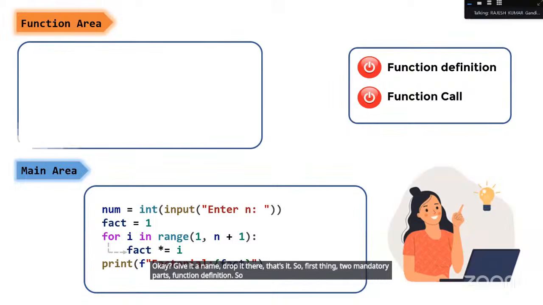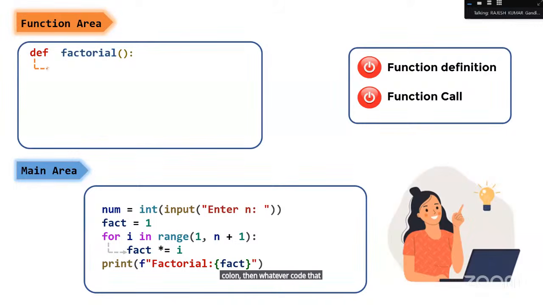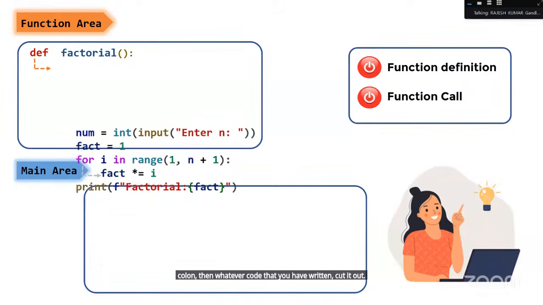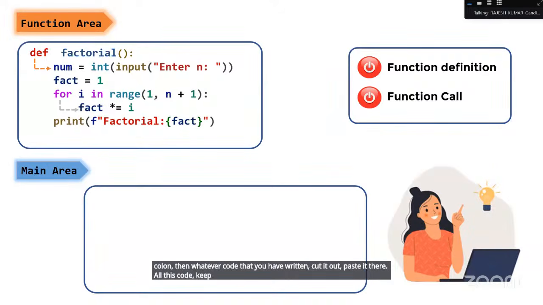First, go with the def keyword with a space, give a name to this function. The name of the function is factorial, brackets open, brackets close, colon. Then whatever code you have written, cut it out, paste it there. All this code, keep it there. That's it. Function is created.